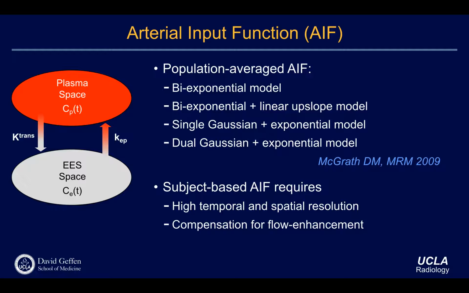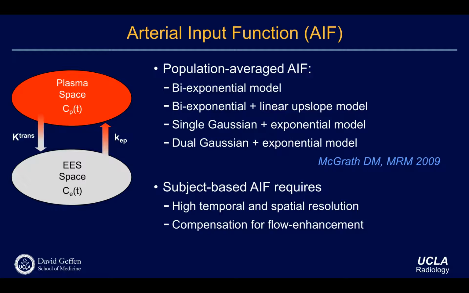The more practical solution in the clinics is to use population average AIF. So the bi-exponential model is actually one of the most popular ones, or a single Gaussian with the exponential model is also another popular one. So they actually named it. This is the Weimann model, and this is the Parker model. Those two are the most popular population average AIFs. And I would say in a practical clinical setup, they're mostly using a population-based AIF rather than a subject-based AIF. Okay?